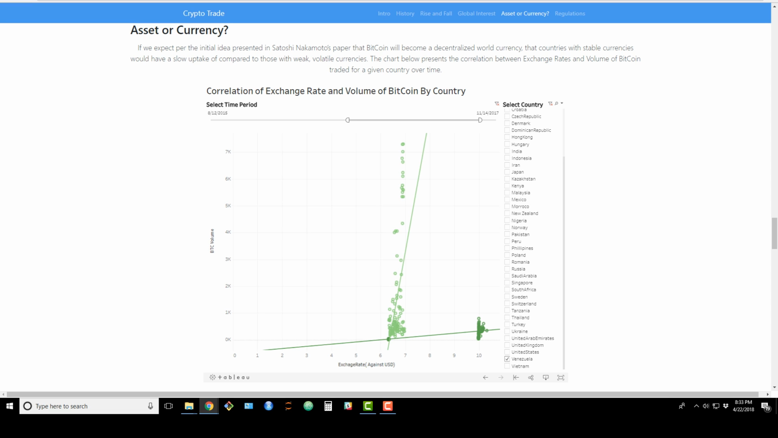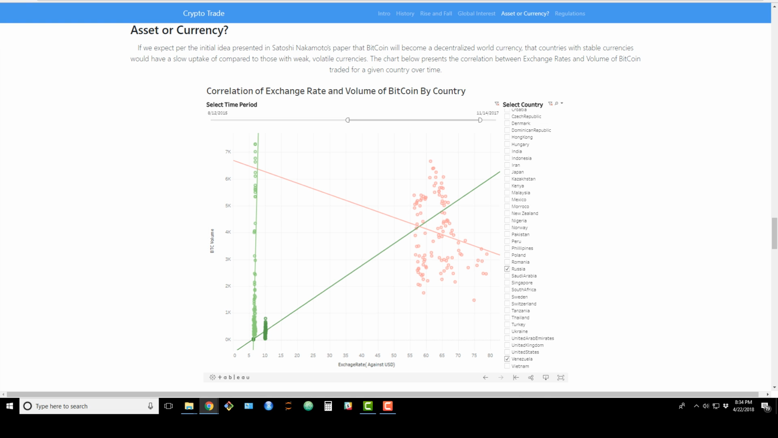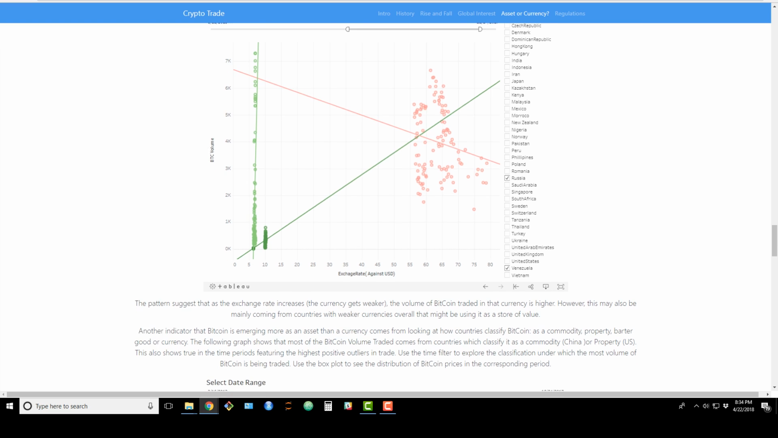To throw in Russia, Russia's actually negative. But for the most part, most countries appear to show this positive correlation, showing that the weaker the currency, the more interest there is in Bitcoin.